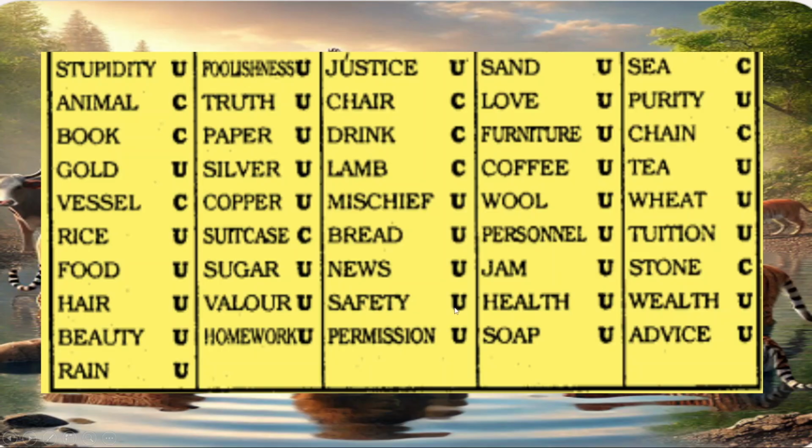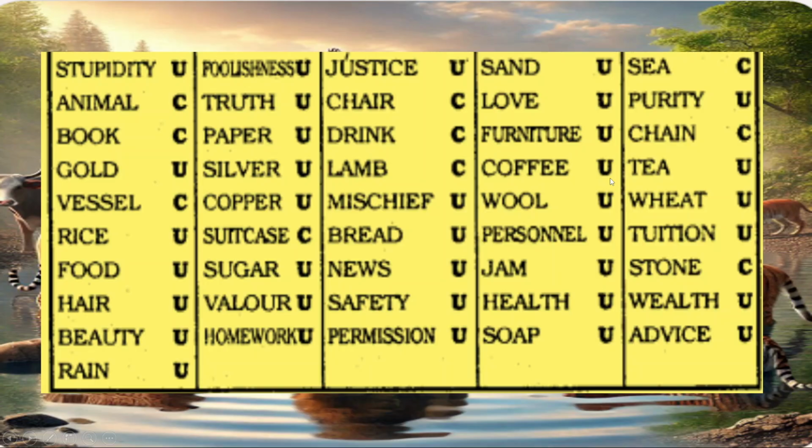It's uncountable. Safety is uncountable. It is qualitative. Permission is uncountable. Sand is uncountable. You cannot count the number of sand grains there. Love is uncountable. It is qualitative. Furniture is uncountable. Chair is countable. Bench is countable. Sofa is countable. But the word furniture is not countable. Okay? It is uncountable.